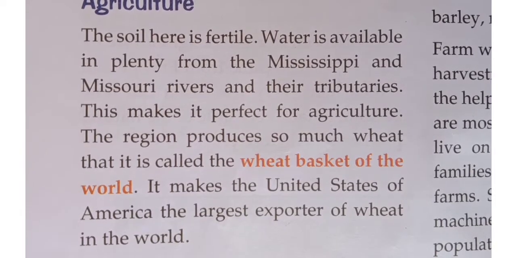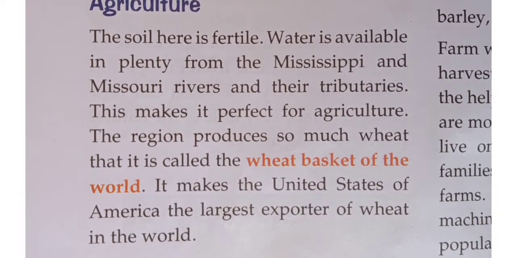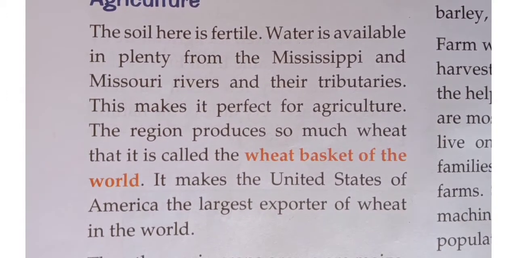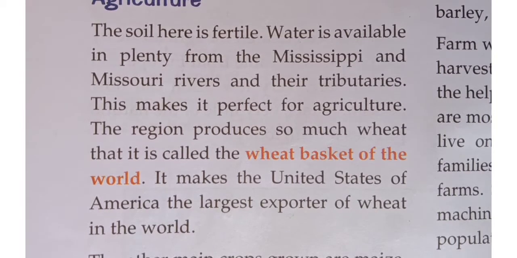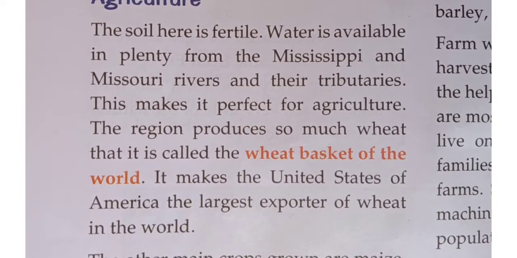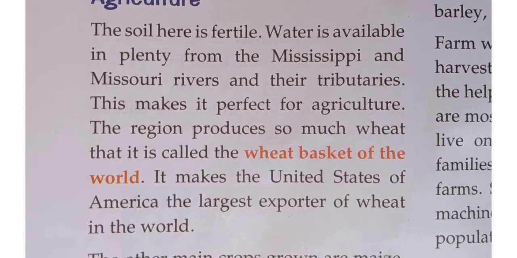So let's see the agriculture. The soil here is fertile. You know that the soil present in this prairie grassland contains humus, so the soil is very fertile. Water is available in plenty from the Mississippi and Missouri rivers and their tributaries.